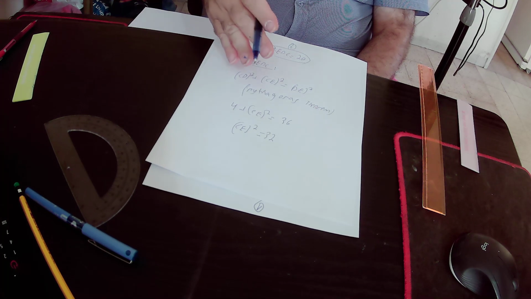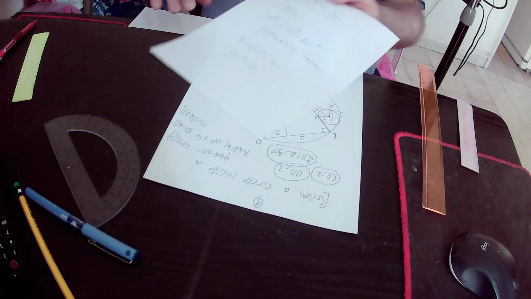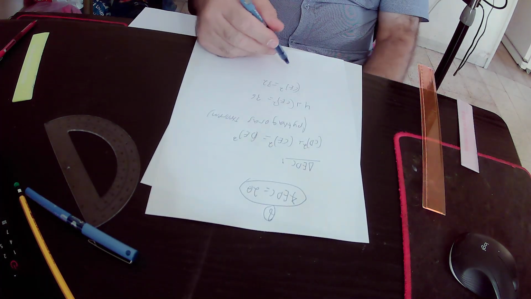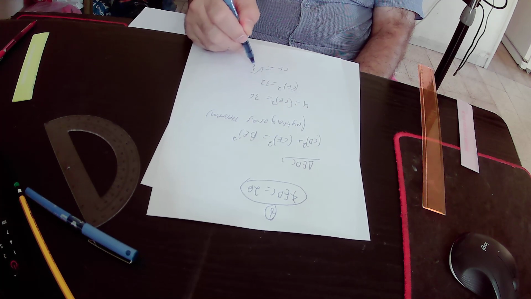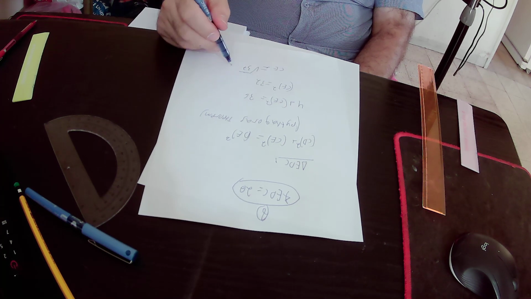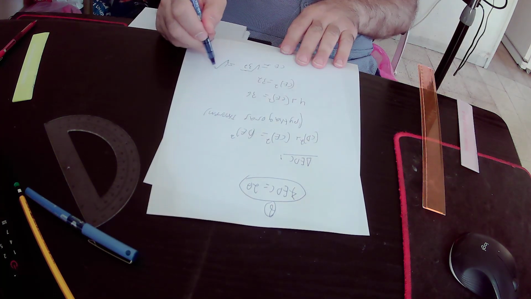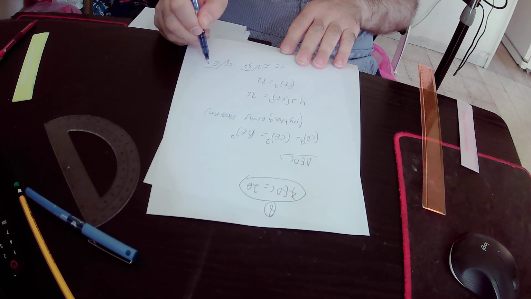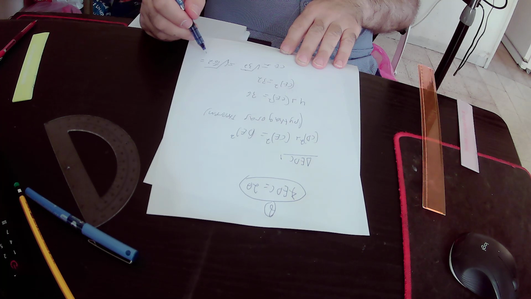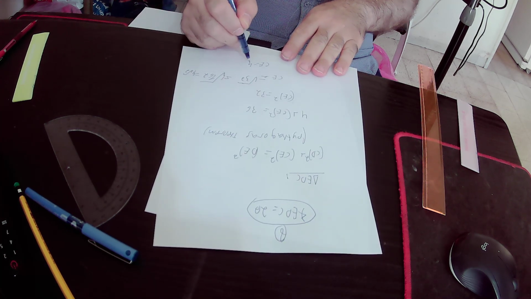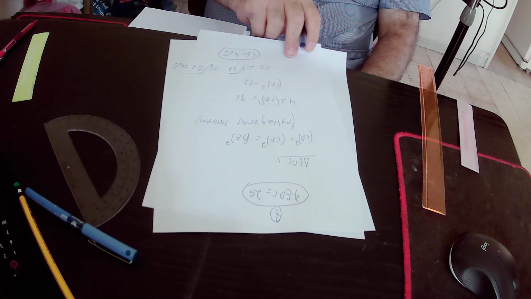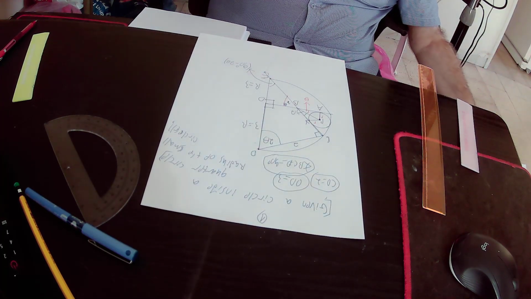We will take the root of this equality, and we will get that CE equals the root of 32, and 32 equals 16 times 2, and the root of 16 is 4, so in total we will get that CE equals 4 times root 2. Okay, CE equals 4 times root 2.